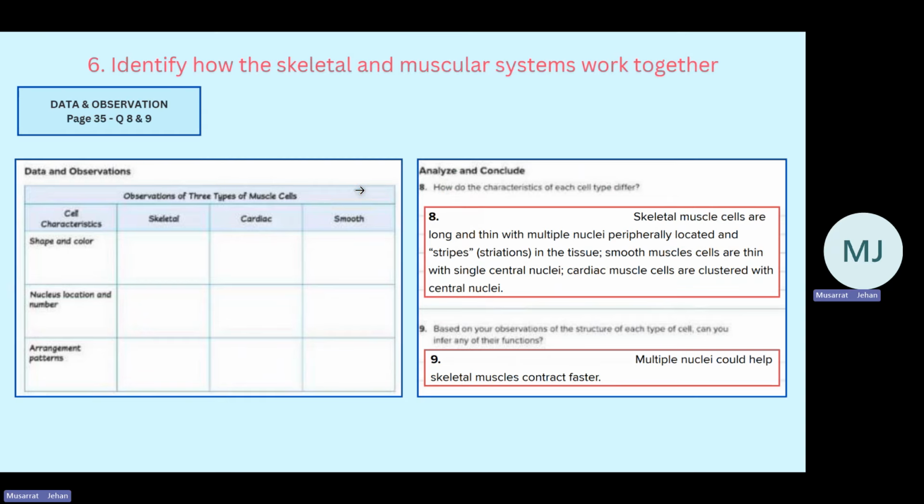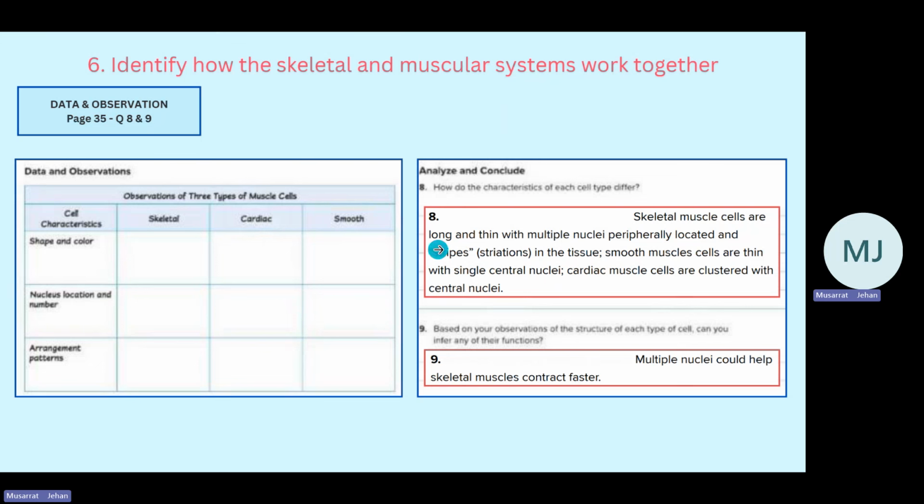Next question. This is again based on the skeletal and muscular system. Here we are talking about the different types of muscle cells. So you know that there are three types of muscle cells. First is the skeletal muscles, cardiac muscles, and the smooth muscles.